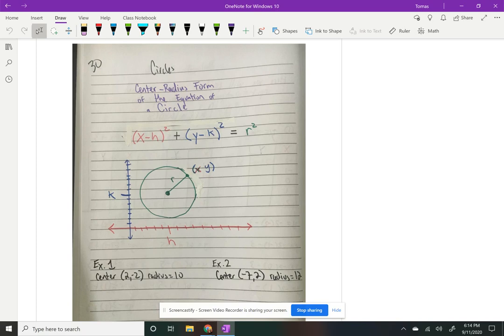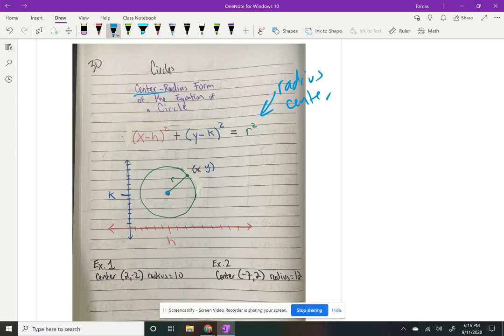Now, this is the center radius form of an equation of a circle right here. I accidentally put a square root. You can see the white out. I guess the distance formula was still kind of in me. And if you notice, it looks very similar to the distance formula. So what you need for this is you would want to know the radius, and you would want to know the center point. That's why they call it the center radius, right?